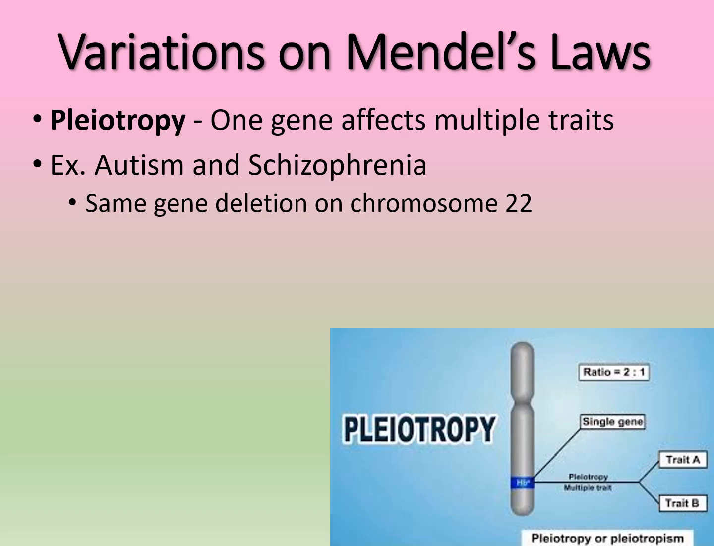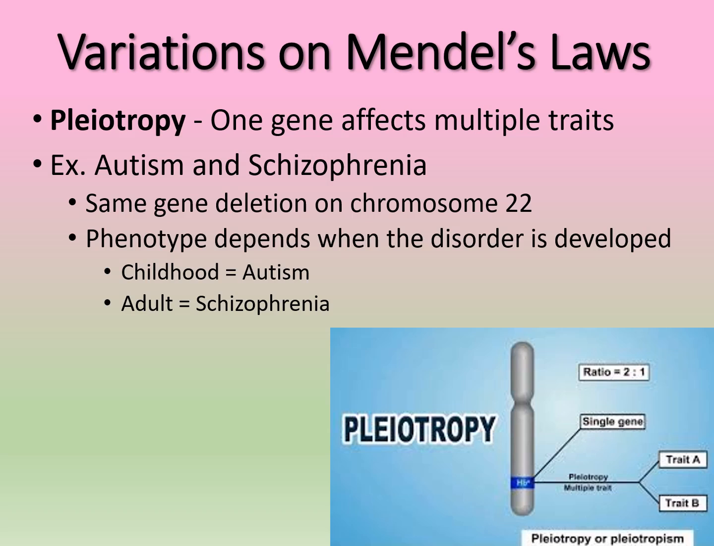But we do have an example of autism and schizophrenia being two completely different traits, right? Whereas they are actually due to the same gene deletion on chromosome 22. And of course, there are other factors that affect autism and schizophrenia, but they have noticed that they're a similar gene deletion. Okay, so one gene can affect multiple traits. So the phenotype being displayed, right? So it's the same gene deletion on a chromosome.